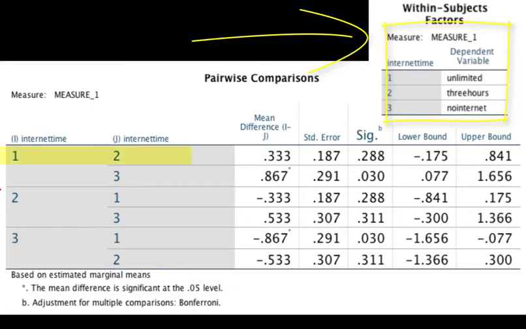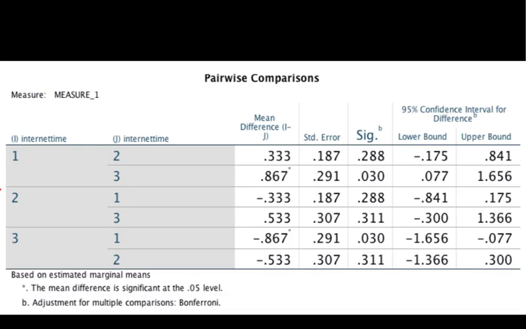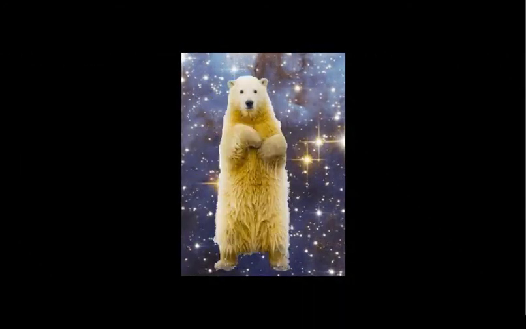Therefore, here we can see that 1 versus 2 is unlimited versus 3 hours, and that difference is not statistically significant at p equals 0.29, rounded. 1 versus 3 is unlimited versus no internet, and we do have a statistically significant difference here at p equals 0.03. Finally, when we look at 2 versus 3, that's 3 hours versus no internet, we do not find a statistically significant p-value. Our p here is 0.31. And that is the end of this tutorial.